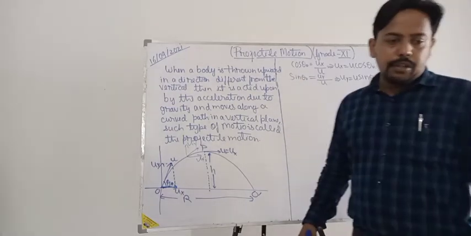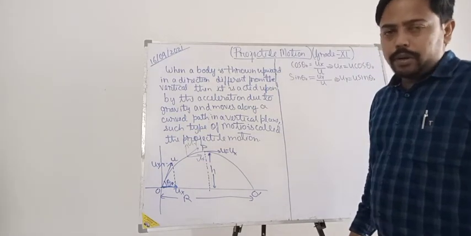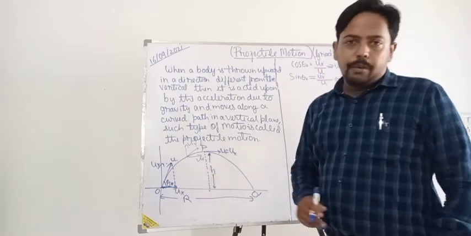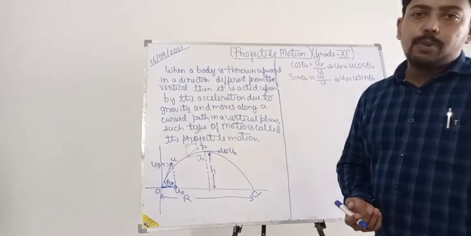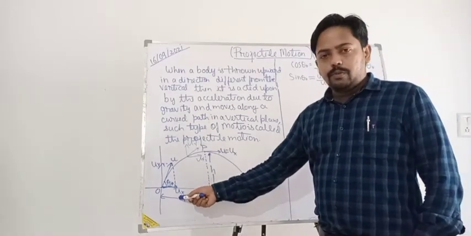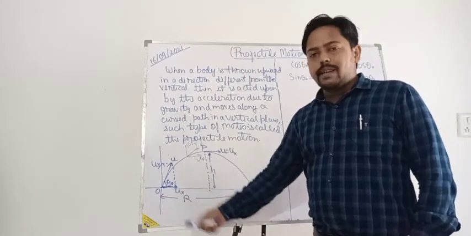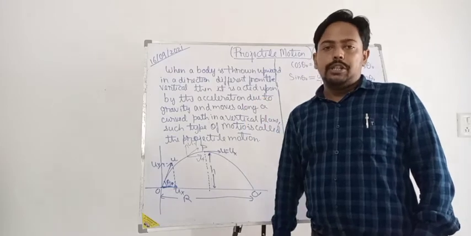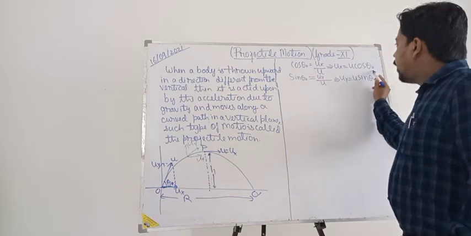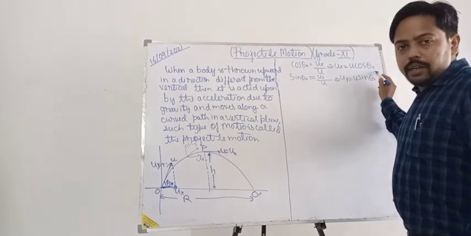So let's see first of all. If we talk about the lateral or horizontal displacement of the particle, which component is responsible for that? Only this component will be responsible for that, that is the ux component. That is the component of the velocity along the horizontal direction. We have already calculated the ux component, that is the initial speed along the horizontal direction.